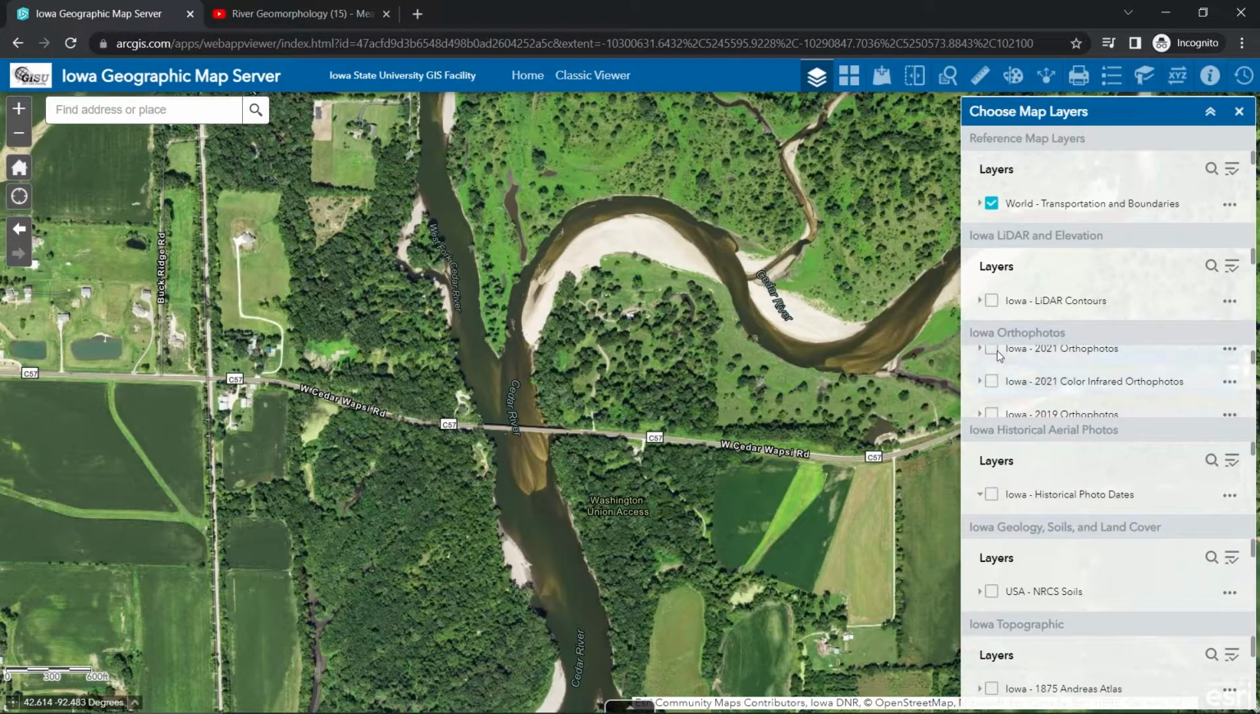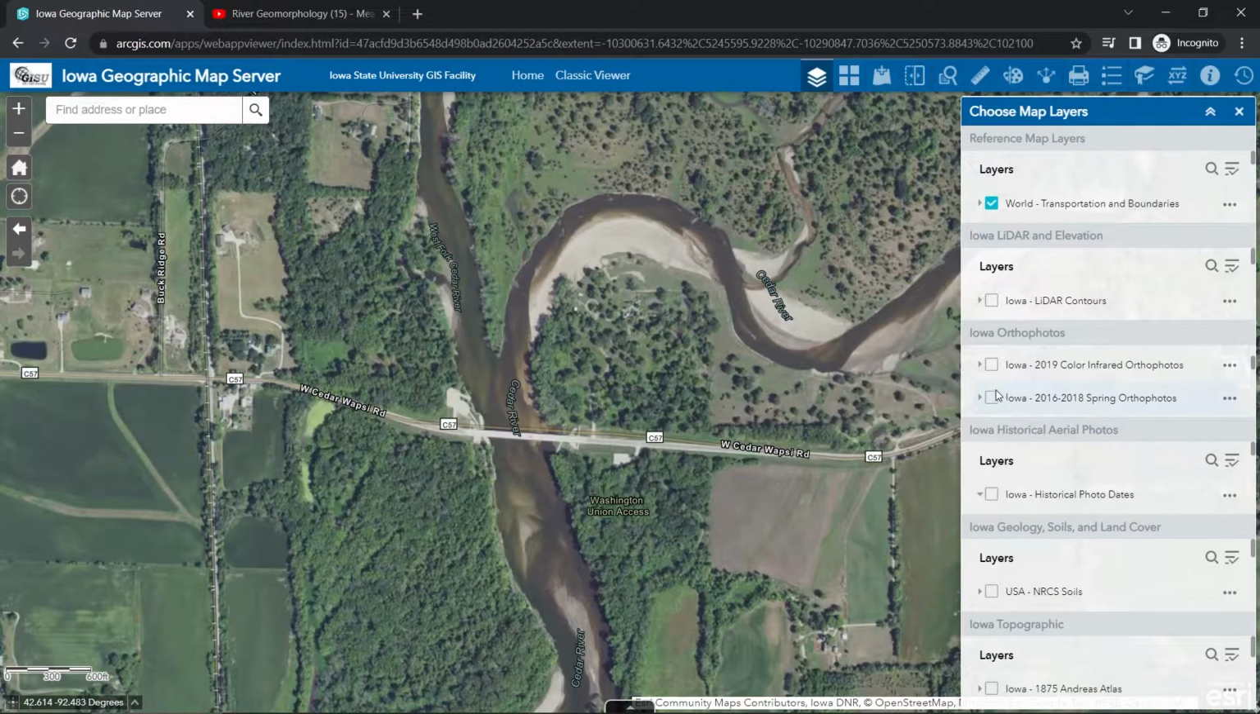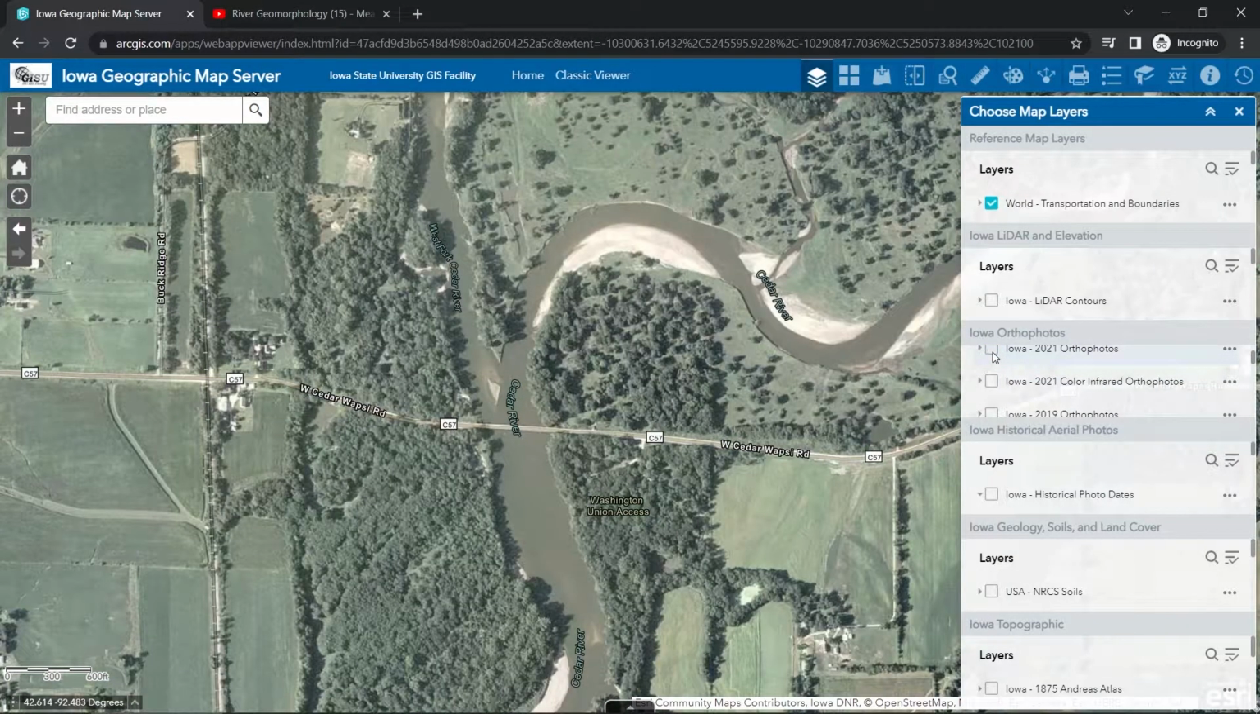Okay, if we go back even further, let's go back to 2008. Here we have a little bit of a higher flow, so we can't see the bars quite as well. But you can see there's definitely been change there over the last few years.